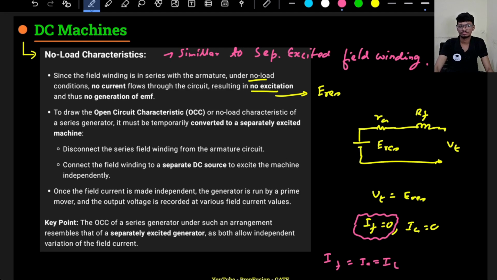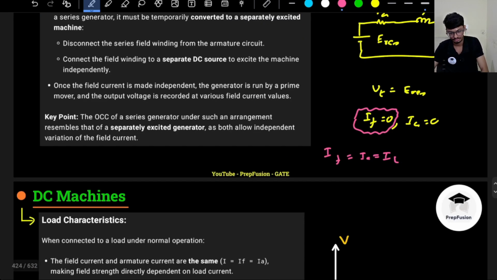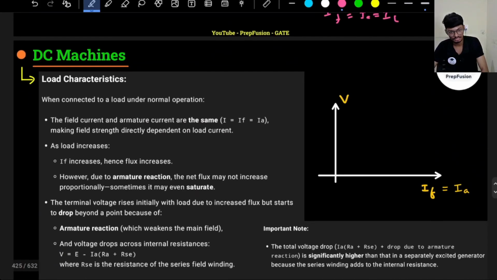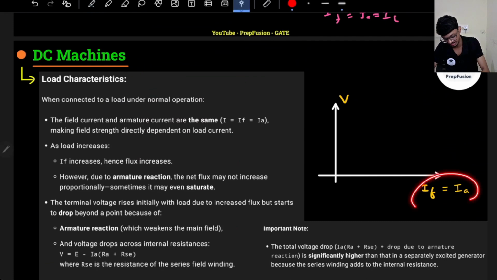Okay, so now let's discuss the load characteristics. What will be the load characteristics? As I mentioned initially, it will have some E residual, right? Even if there is no field current, since field current and armature current are the same, there will be some residual flux, and as the load current increases, the field current increases.